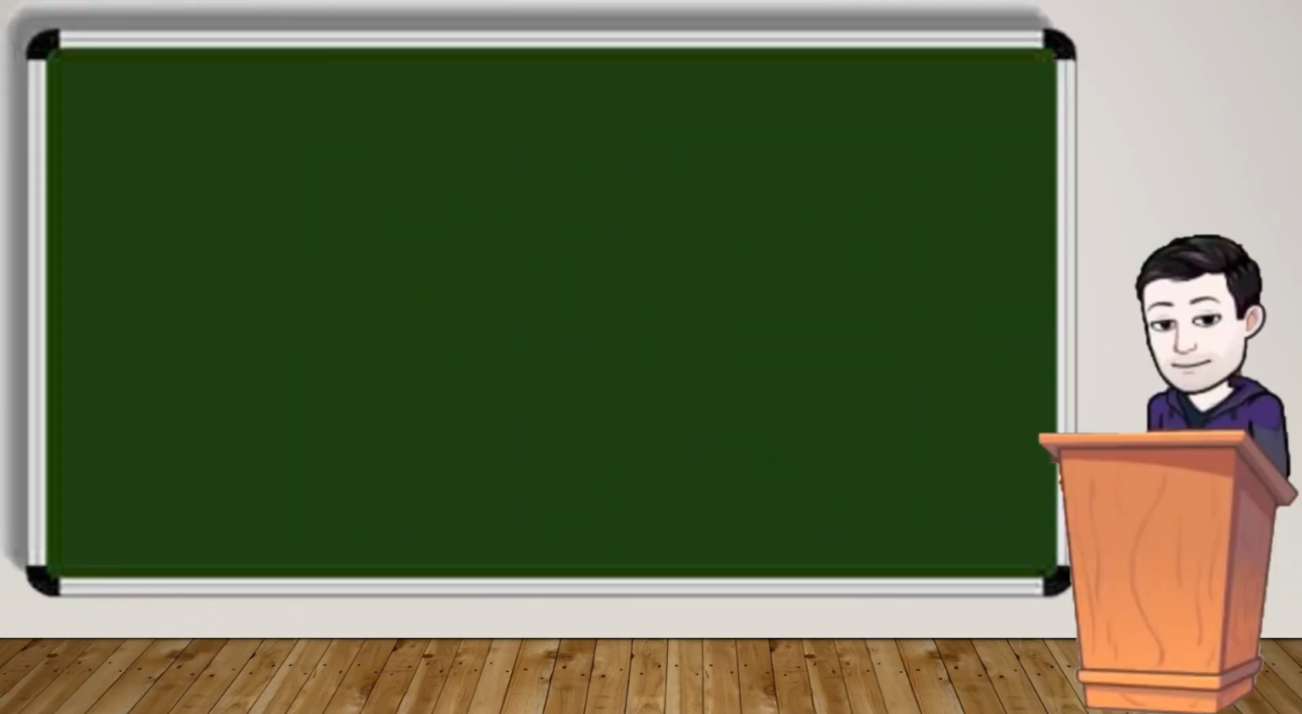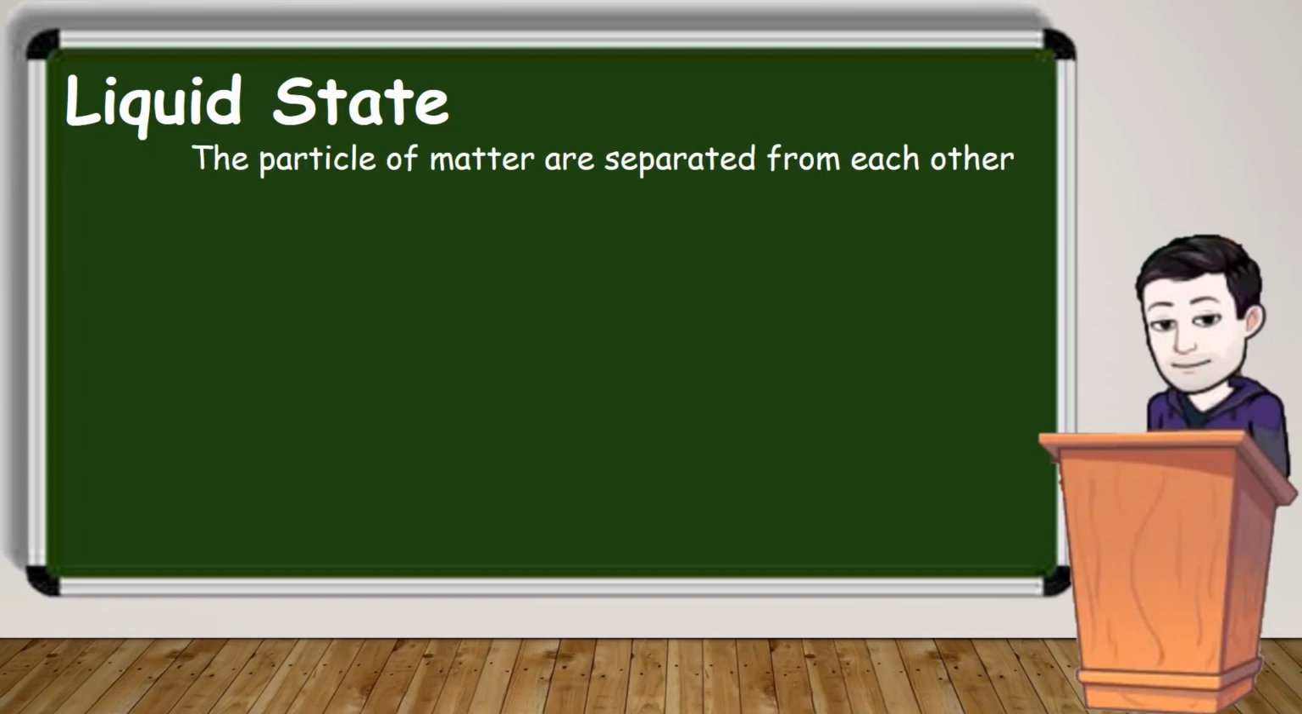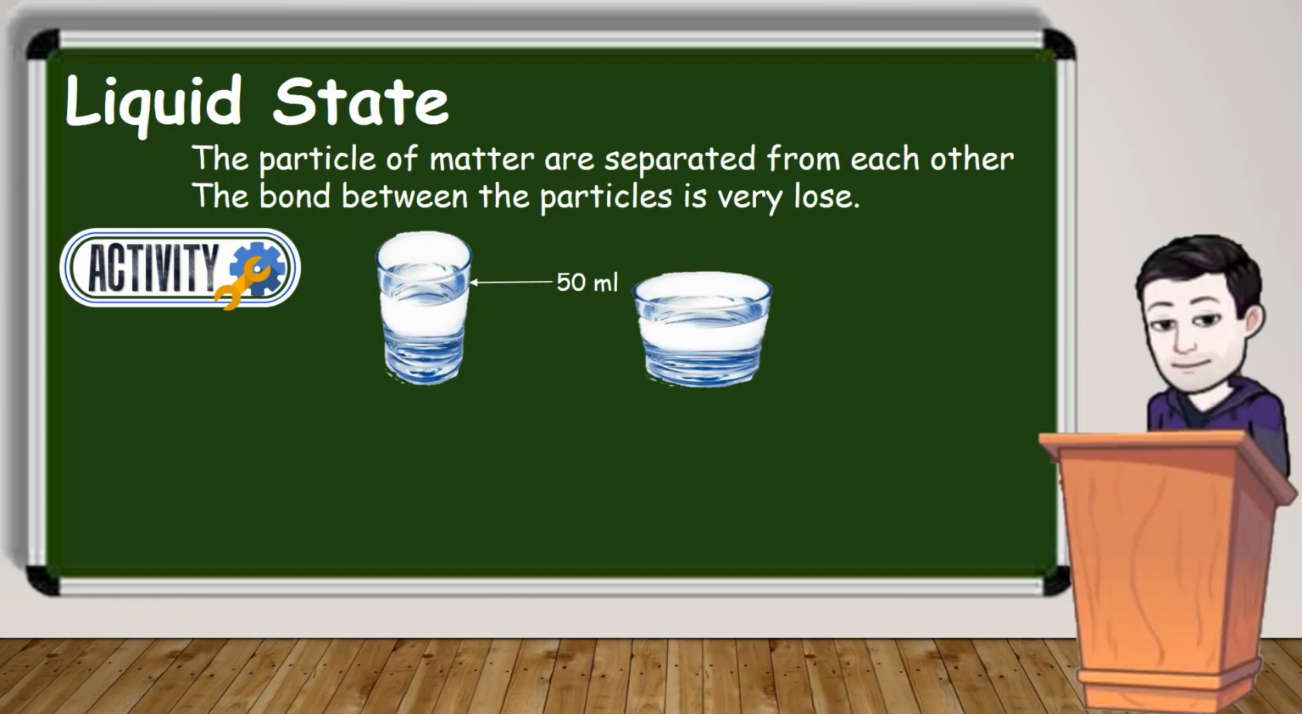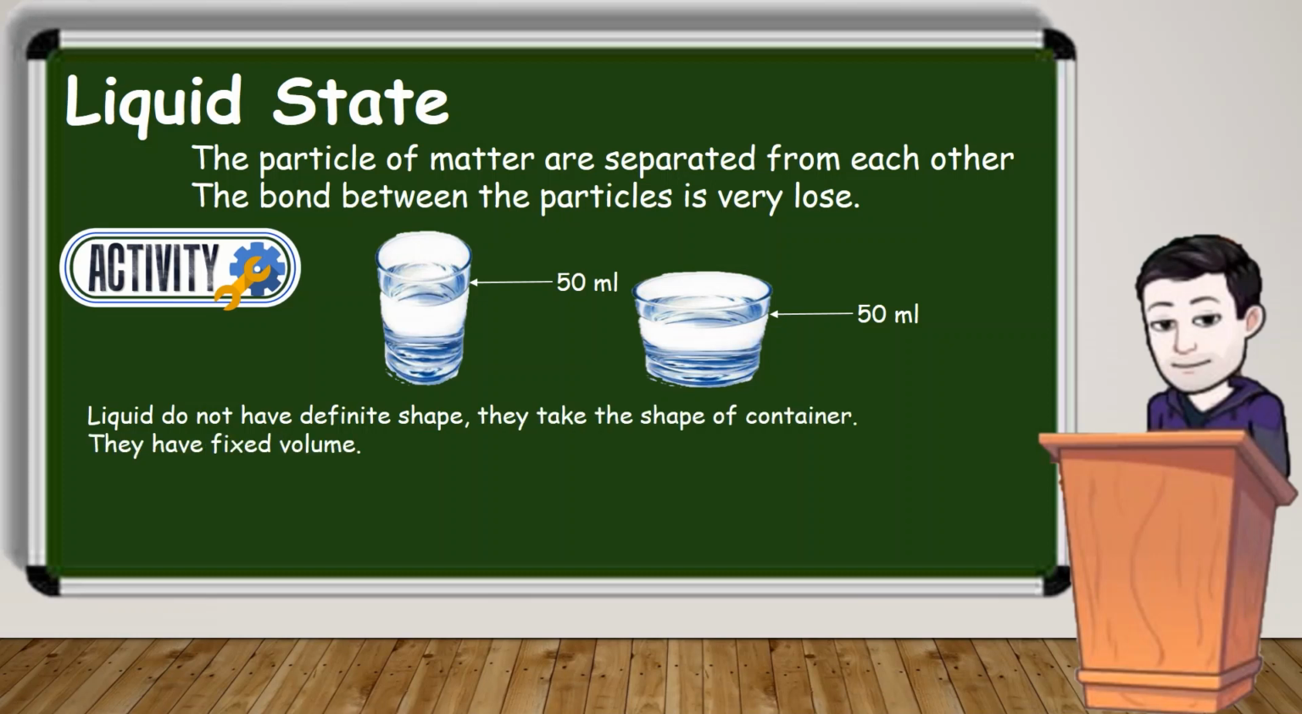The next state is the liquid state, in which the particles of matter are separated from each other. The bond between the particles is very loose. Let's perform another activity to understand the liquid state. Take water in a beaker and mark it up to 50 ml. Now, pour the water into another container of different shape, also marked up to 50 ml. You will observe that liquids do not have a definite shape, they take the shape of the container. But they have fixed volume. So from the results we can say, liquids do not have a definite shape. Liquids have fixed volume. And liquids can easily flow.